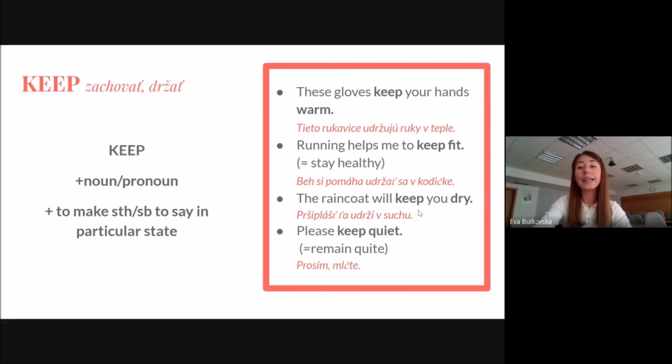So keep dry, keep warm, keep cold. Or running helps me to keep fit. That's a phrase, to keep fit, to really stay healthy, to be in shape. And the last phrase that you can hear a lot as well is if somebody says, please keep quiet. So you stay in a state of quiet. So keep warm, keep dry, keep fit, and keep quiet.